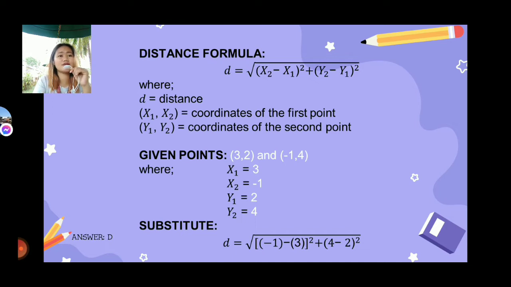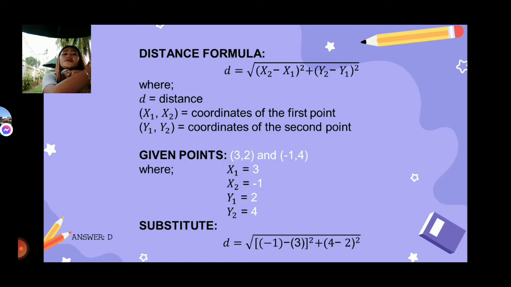So, D is equal to the square root of (x sub 2 minus x sub 1) squared plus (y sub 2 minus y sub 1) squared, wherein D is the distance, x sub 1 and x sub 2 are the coordinates of the first point, and y sub 1 and y sub 2 are the coordinates of the second point. So, the given points are (3, 2) and (negative 1, 4).